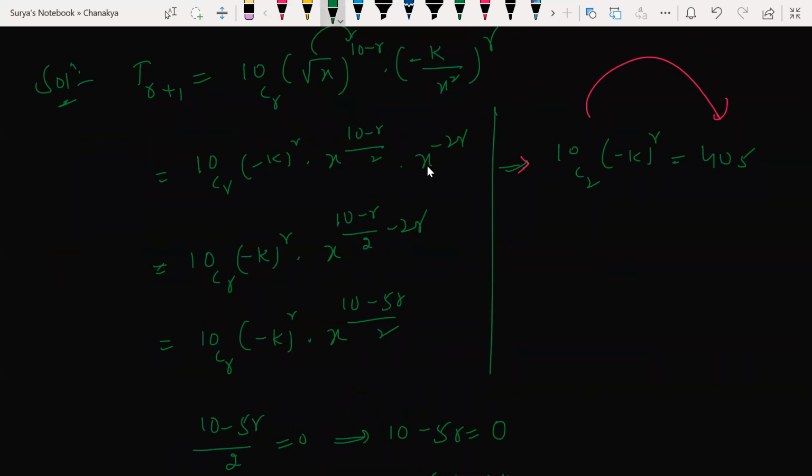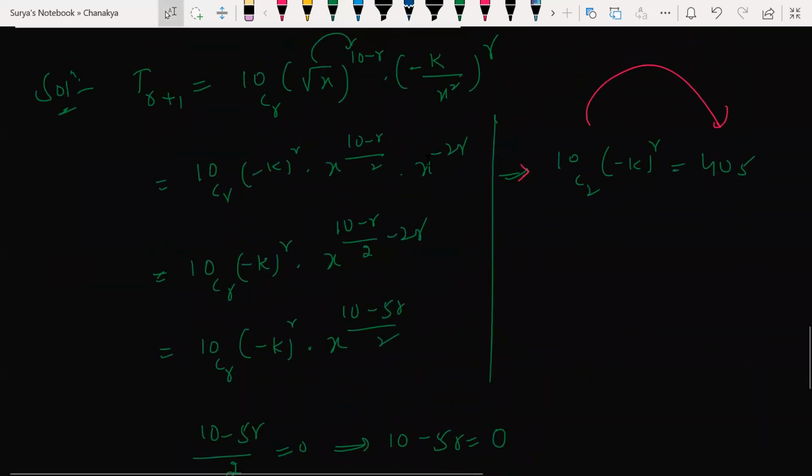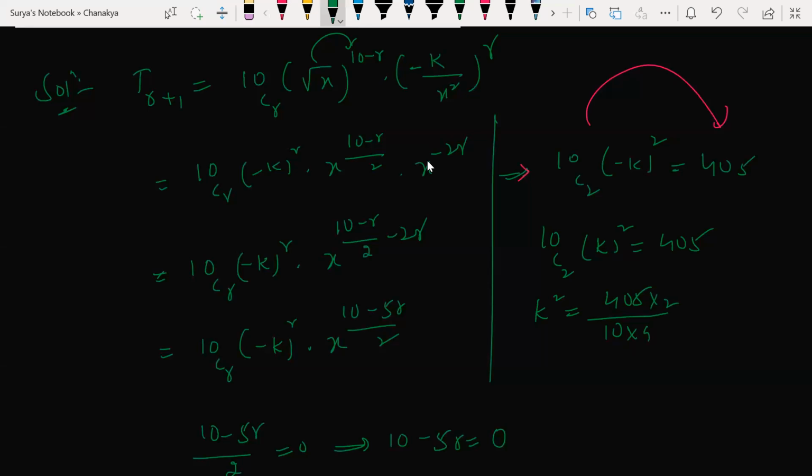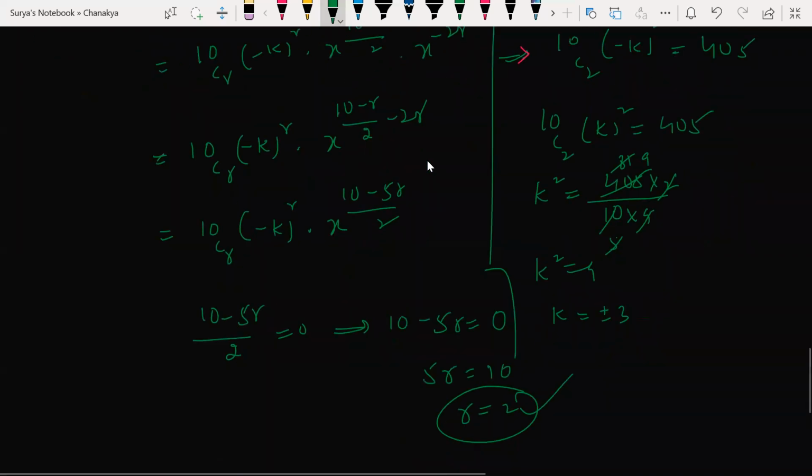Now tell me. So the r value is what we got? 2, right, beta? So the r value is 2. So let us substitute r value 2 here. So k square only is equal to 405. k square is equal to 405 by 10C2. 10C2 answer is what, beta? So 10 into 9 by 2, so that is 45. k square is equal to 9. So k value is what? Plus or minus 3. What do I need, beta? The k value is plus or minus 3. I need modulus of k. Modulus of 3 or modulus of minus 3 basically gives me 3 only. Answer is 3. Answer is 3.